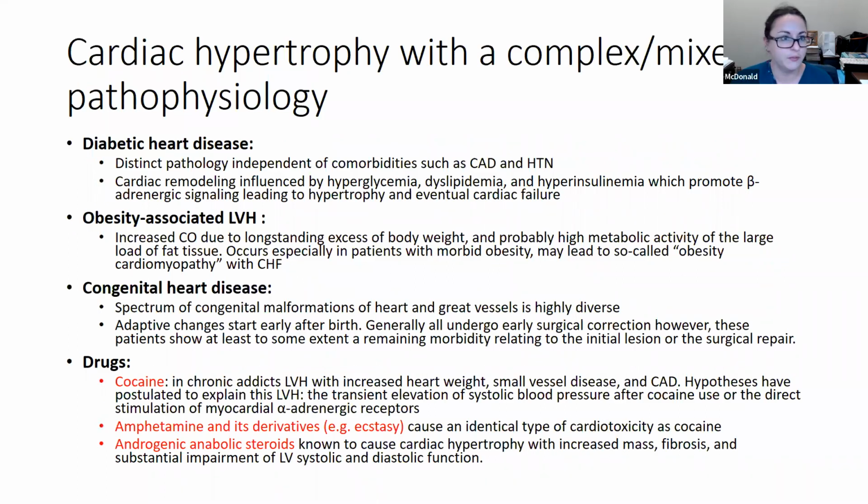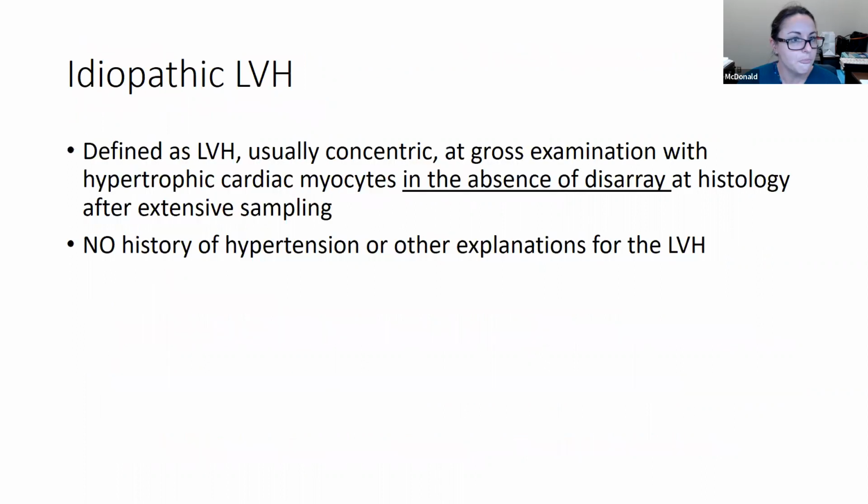They go on to describe these other more complex or mixed pathophysiologic subtypes, such as those with diabetes, obesity, congenital heart disease, and particular drugs. As well, we have to remember about idiopathic left ventricular hypertrophy. So it's usually concentric, and there's no disarray at histology, but the myocytes are hypertrophic, and there's no history of hypertension or other explanations.